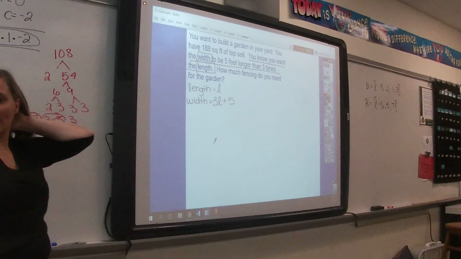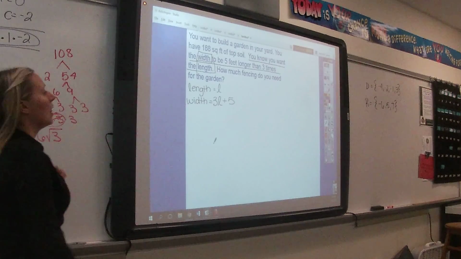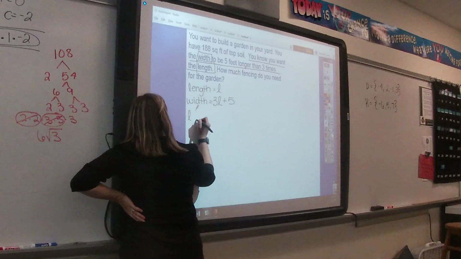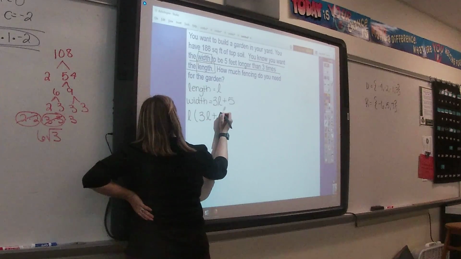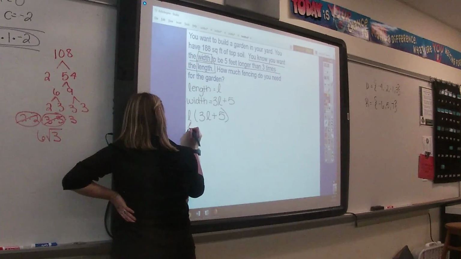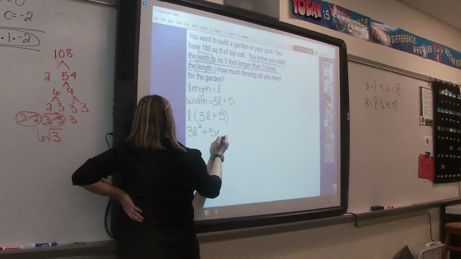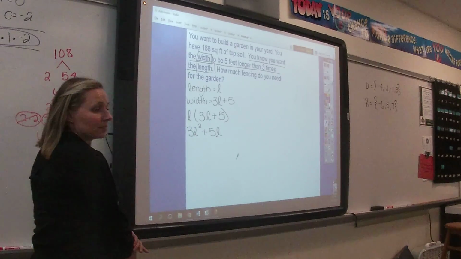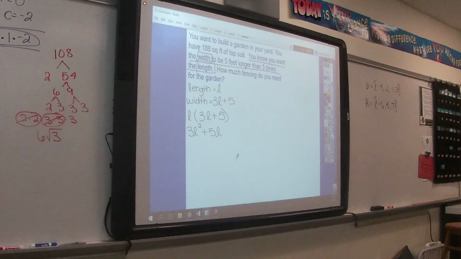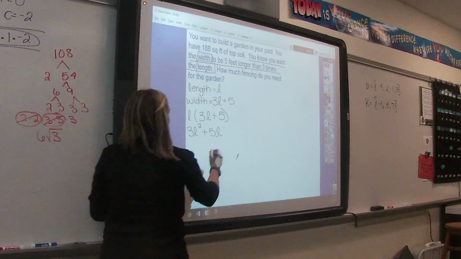Okay, so what do we do to find area? Length times width. So L times 3L plus 5, which is 3L squared plus 5L. And what are we going to set that equal to? 188.